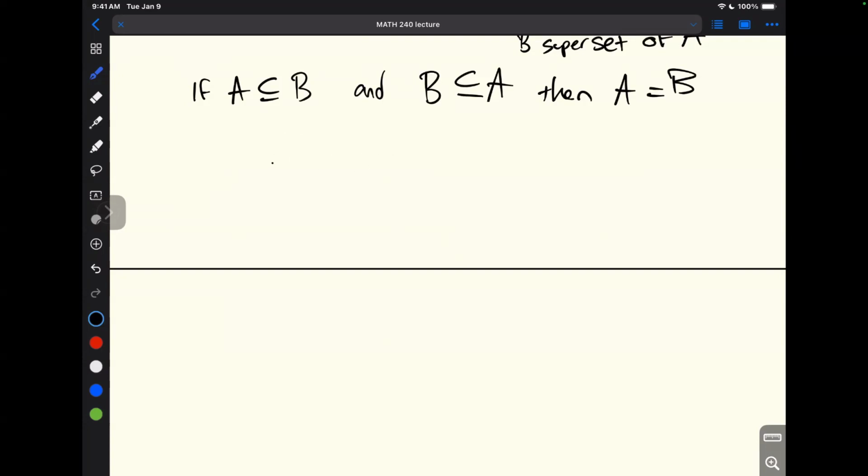Otherwise, if they're not equal, we write it with an equal sign with a slash through it, which is \neq in LaTeX. Or "not", and then the equal sign.